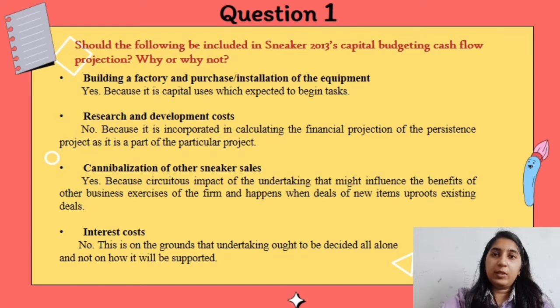Next is interest cost, which is no, because in the capital planning choice, interest cost is commonly excluded. This is on the ground that undertaking ought to be decided all alone and not in how it will be supported. Also, the expenses of capital consider the expected return to both obligation and value holders, so including the interest expenses would bring about two-fold counting of interest costs.